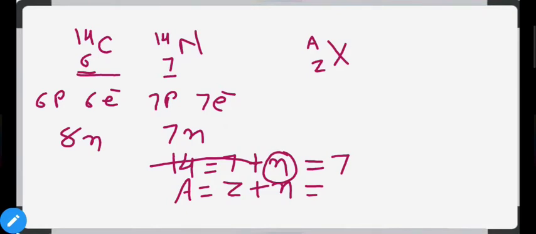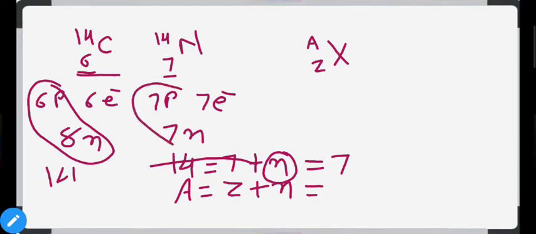So in total we have 14 nucleons in the case of carbon and 14 nucleons in the case of nitrogen. In the case of carbon we have 6 protons and 8 neutrons, total 14. In the case of nitrogen we have 7 protons and 7 neutrons, that means 14. So both of them contain the same atomic mass, that's why they are called isobars, and isobars contain the same number of nucleons.